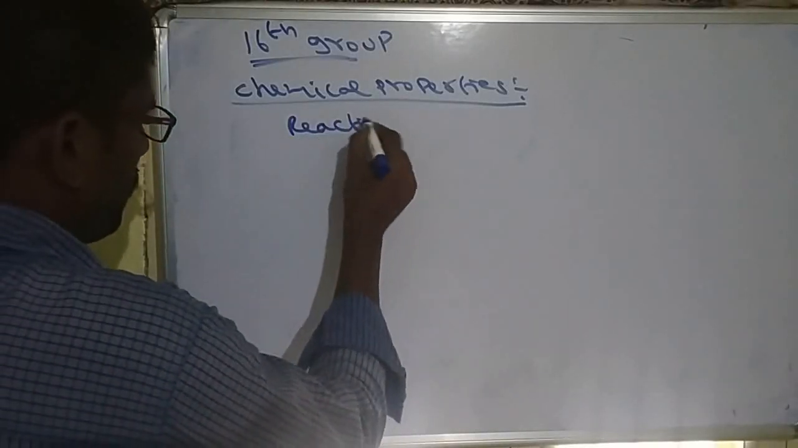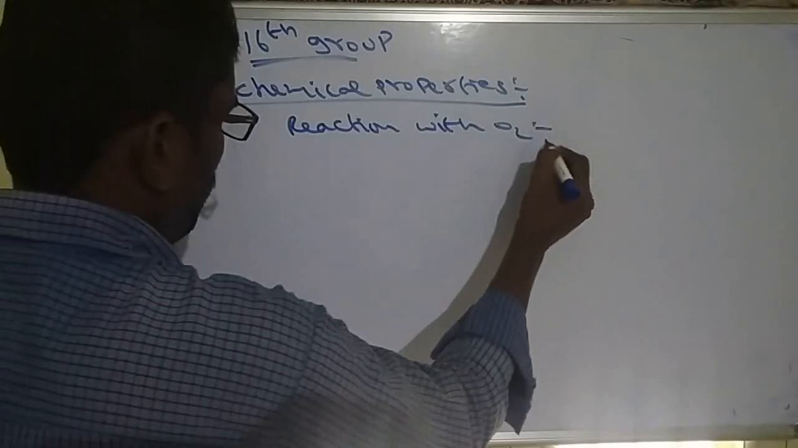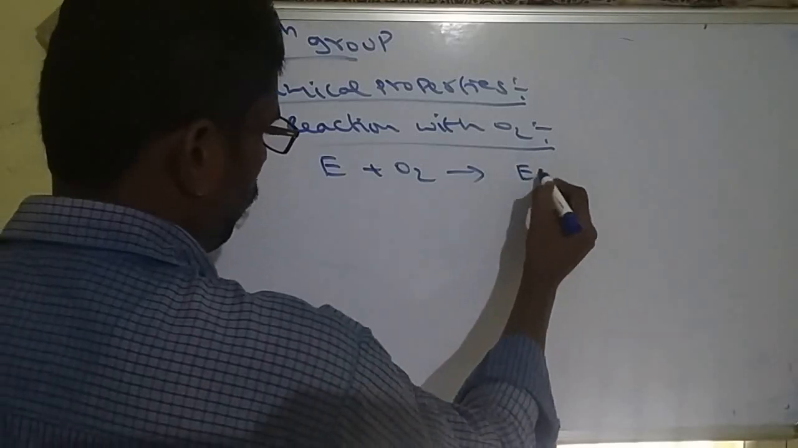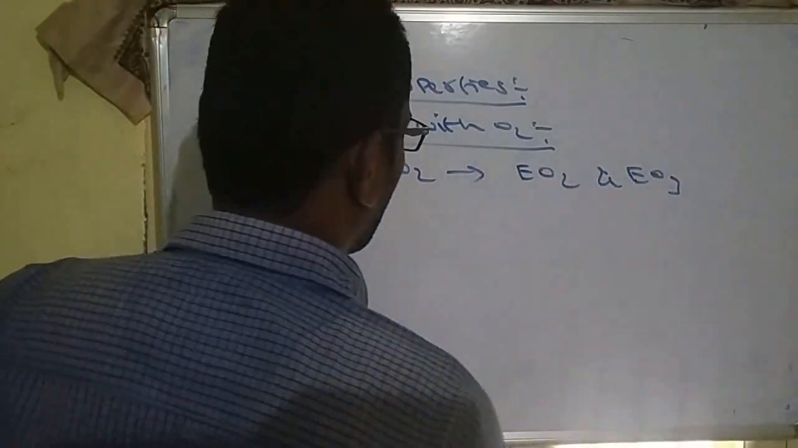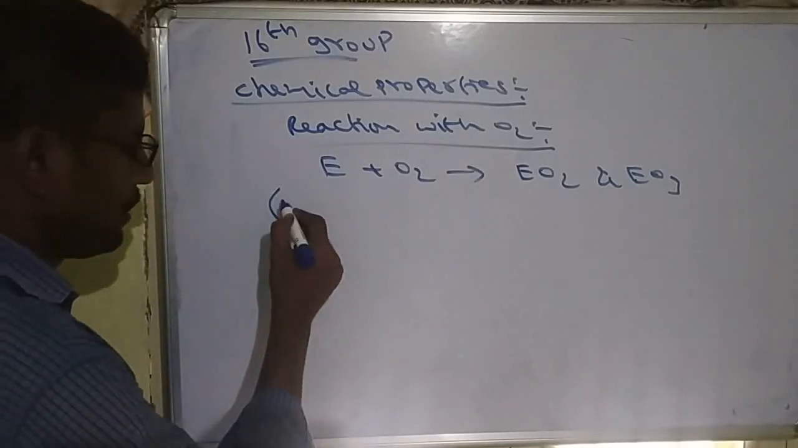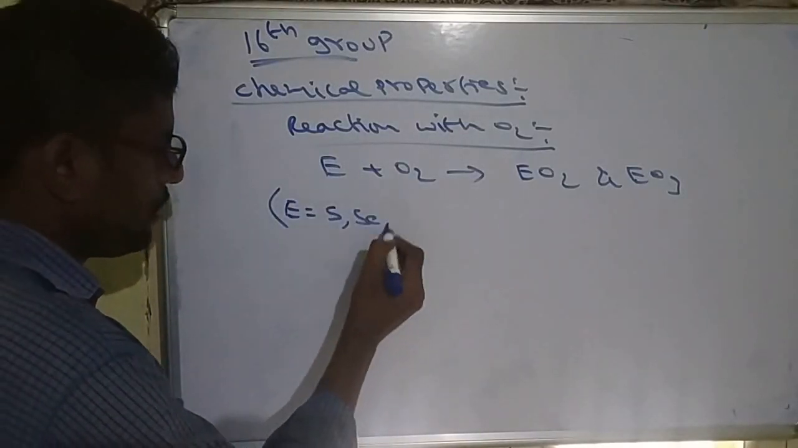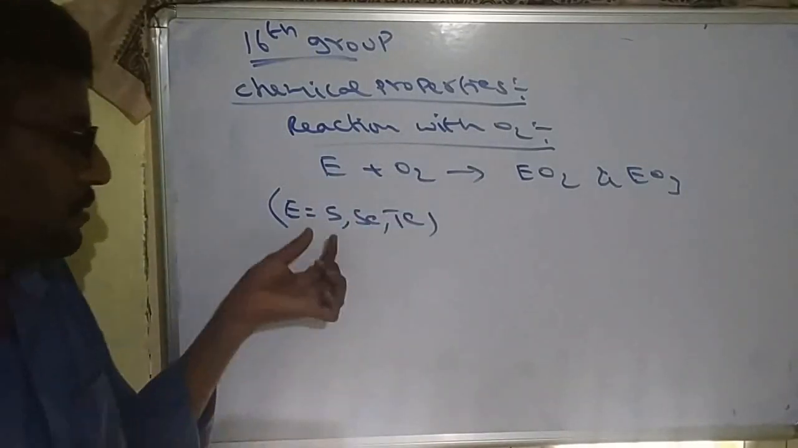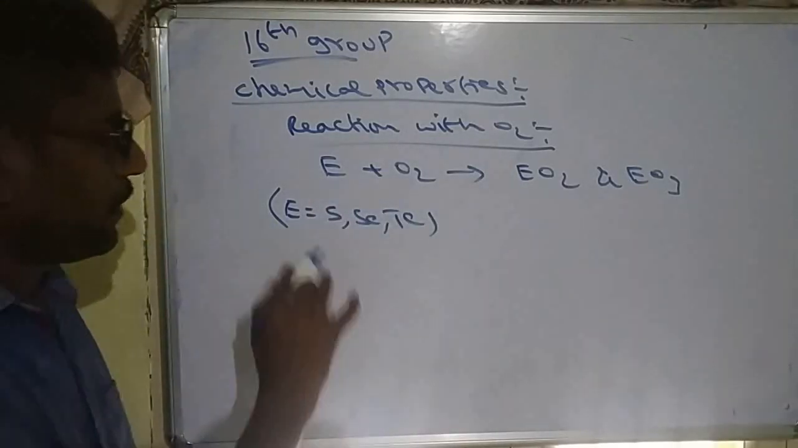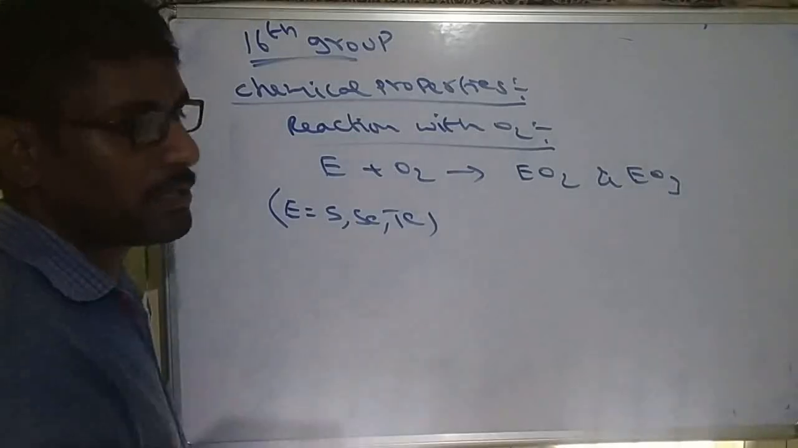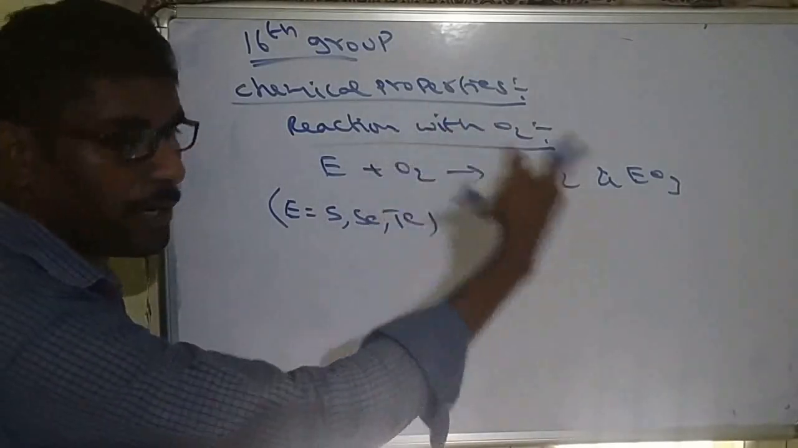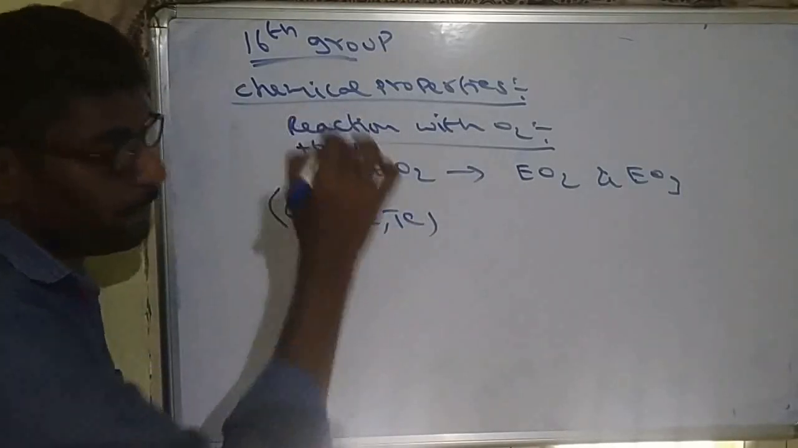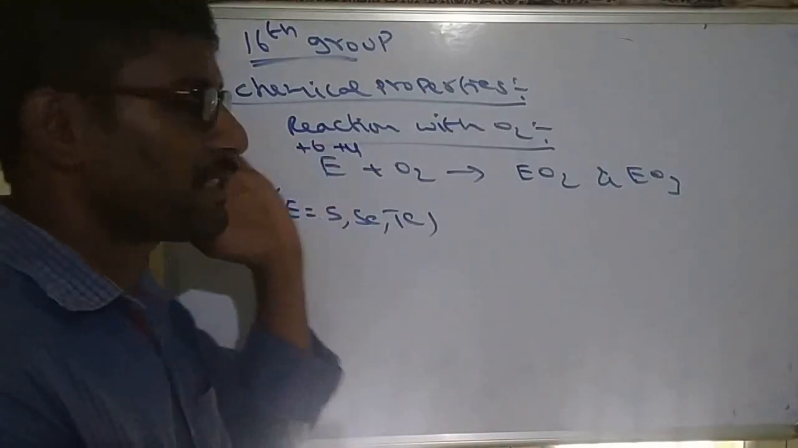Same way, reaction with oxygen. 16th group elements, when combined with oxygen, form EO2 and EO3, dioxide and trioxide. Here E can be sulfur, selenium, tellurium. I am not taking oxygen, since oxygen with oxygen is nothing but oxygen. So any of sulfur, selenium, tellurium combined with oxygen forms dioxide and trioxide. Oxygen is more electronegative and these three are less electronegative, so they show +6, and also +4 due to the inert pair effect.